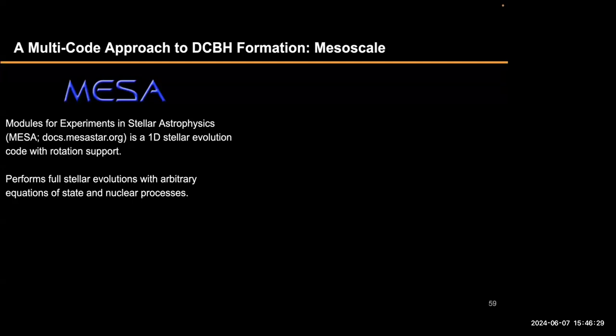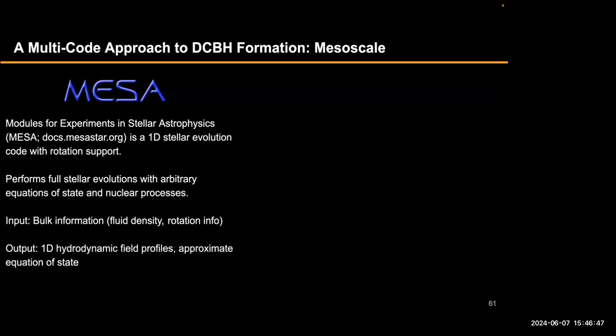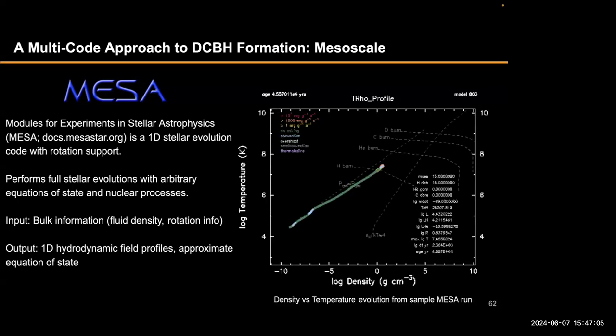So you can still perform full stellar evolutions with arbitrary equations of state, and it also supports a variety of nuclear processes, to include neutrinos, for example. And it takes as input the bulk information from ENSO, and then it basically outputs a one-dimensional hydrodynamic profile, for example density, pressure, and the internal energy of the fluid as a function of the radius of the star. And from these profiles, we can, in principle, extract an approximate equation of state.